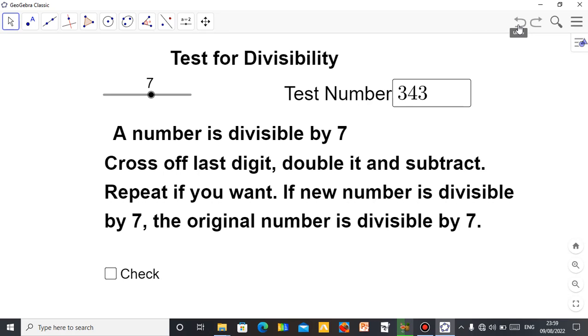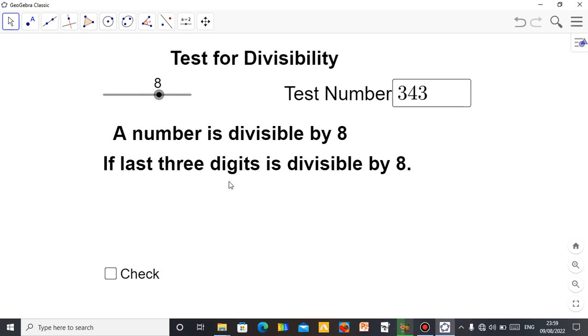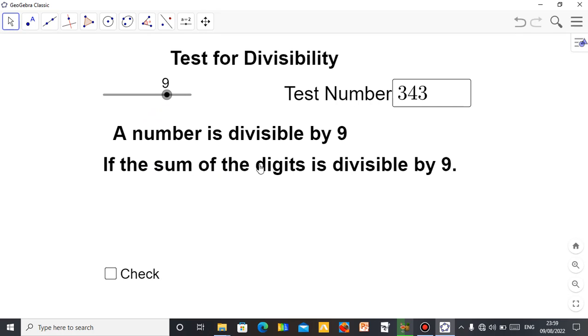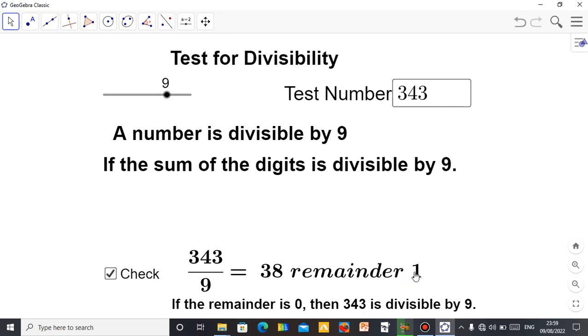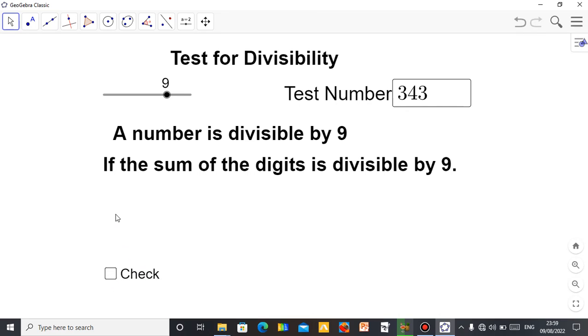Alright, that is for 7. For 8 also, you can test for 8. For 8, if the last 3 digits are divisible by 8. Then 9, if the sum of the digits is divisible by 9, just like that. The same thing we did in 3, you can test it here. Sum all the digits. For example, 3 plus 3 here is 6. 6 plus 4 is 10. That means this number is not divisible by 9. If you check, you see there's remainder 1. It's not divisible by 9.